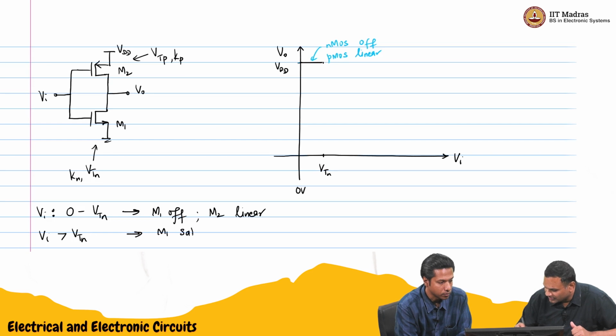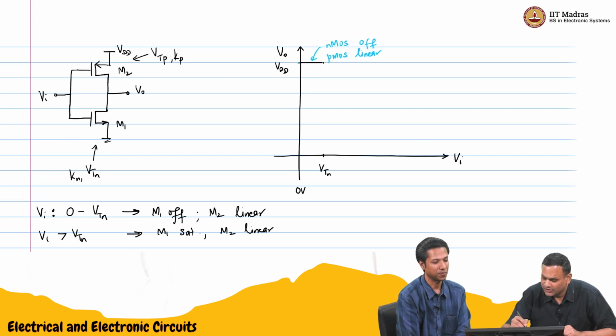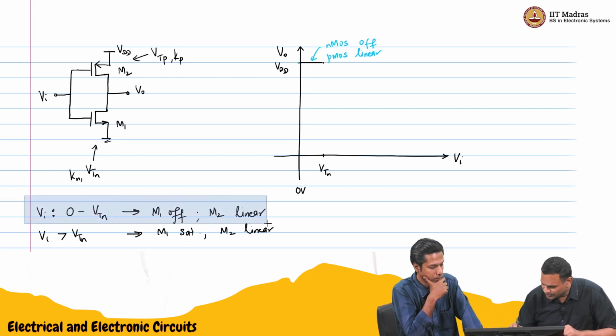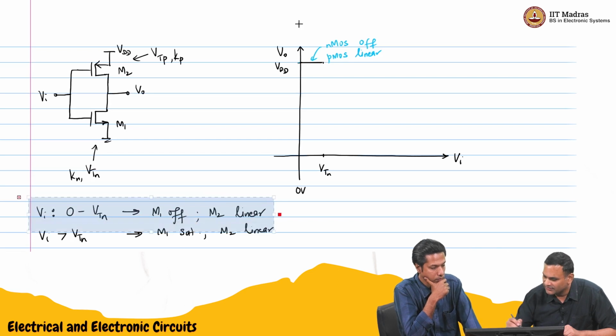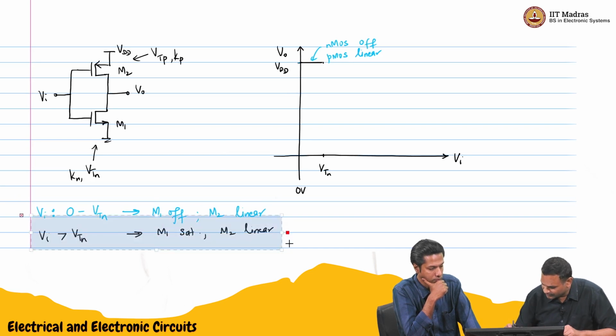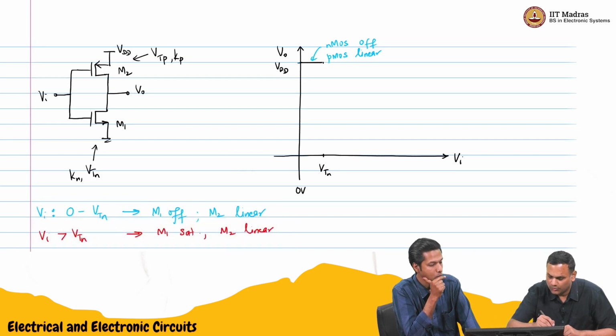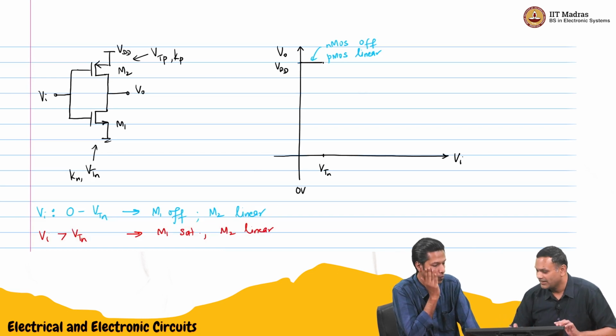M1 is in saturation, M2 is in linear. So maybe now is a good time to color code. I will color code in this color, then the next one I'll color code in a different color. Shall I use red? Okay. I'll draw the curve in black, but we will color code the marking in red.